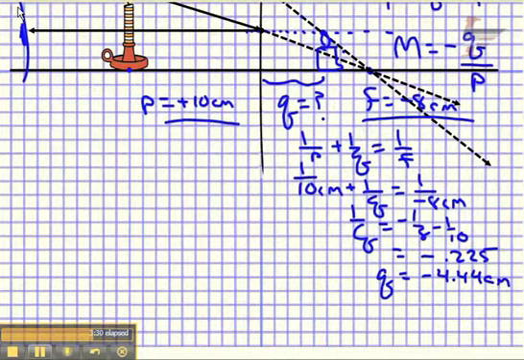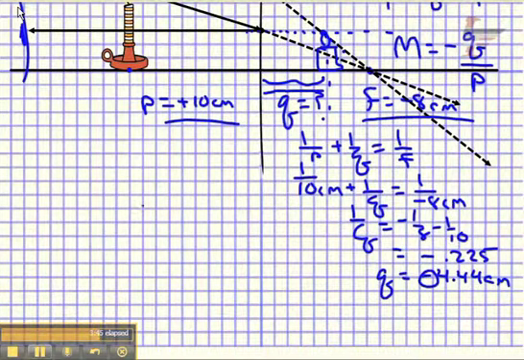Let's check that with our ray diagram. 1, 2, 3, 4.4. It's about right. That's about what we had in our ray diagram. Negative means the image lies behind the mirror, so it's virtual. That's the significance of that negative sign.